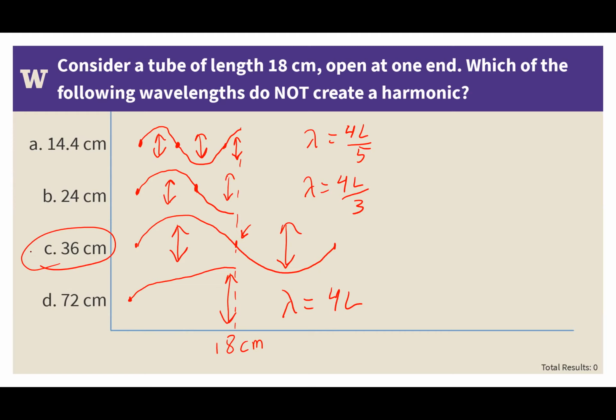24 and 14.4 correspond to the higher harmonics, and if we sketch them out, we can see that they meet the boundary condition of having a node on one end and an antinode on the other.